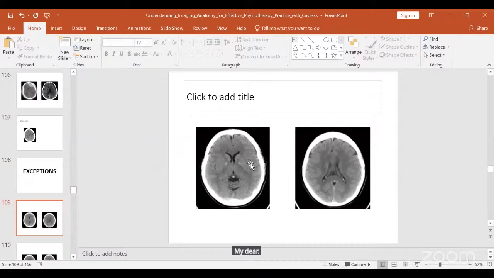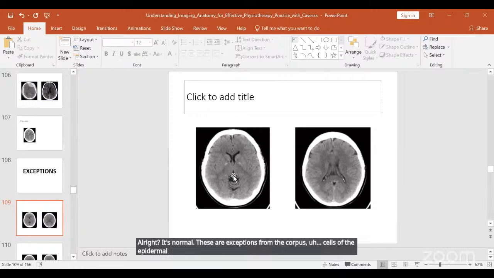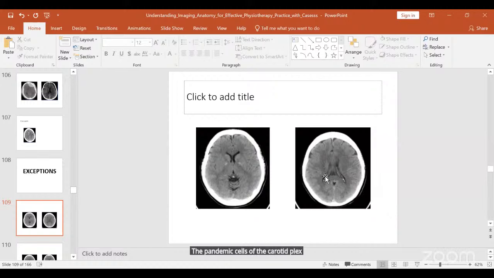There are some exceptions. It's not all hyperdense structures that we'll see and say this is a bleeding. Like this one, this is not a bleeding, it's the pineal gland. All right, it's normal. These are the exceptions, from the ependymal cells of the choroid plexus. These are normal calcific lesions. Normal calcific. We should not mimic them as what?